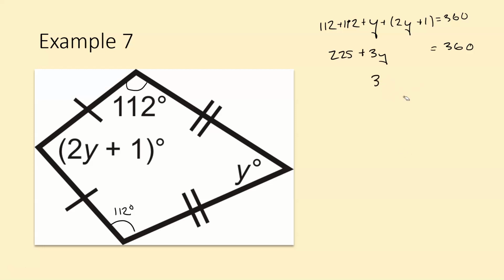And you get 135. Divide both sides by 3, and we get y equals 45. So this angle here is 45 degrees. To find this angle, we'll have to plug that in. So we'll have 45 times 2 plus 1 is 91 degrees.